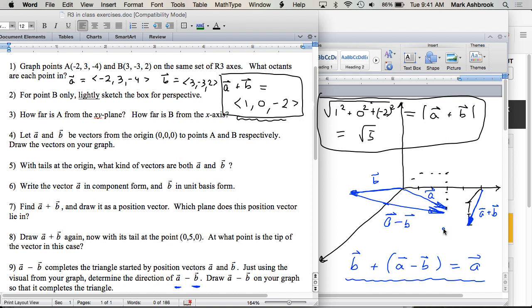Okay, so hopefully we're starting to get more comfortable in R3. We want to do lots of exercises so we're getting more comfortable with points and vectors in R3. All right, let's go on. You can put those sheets aside.